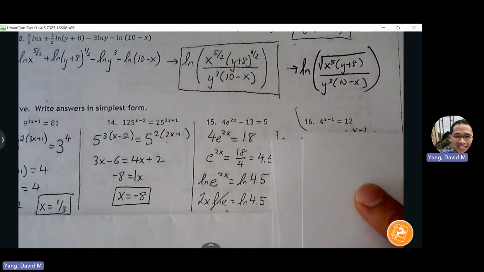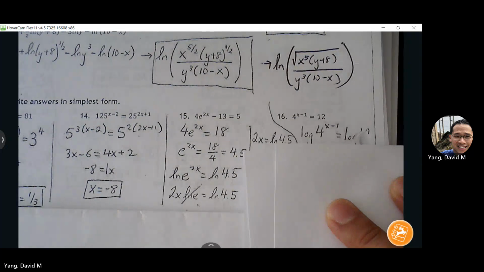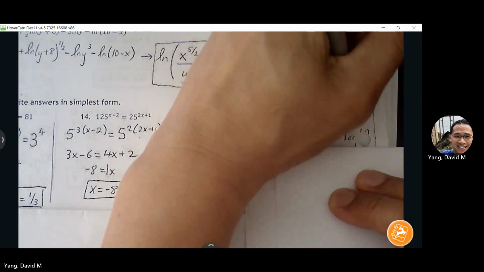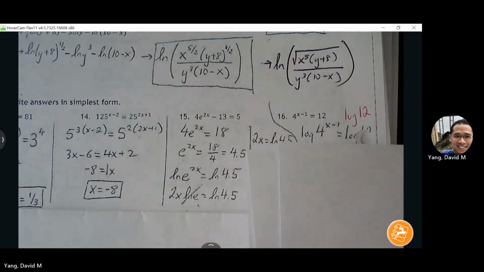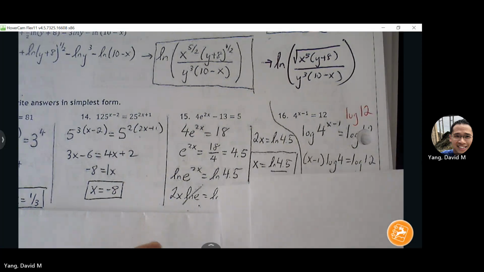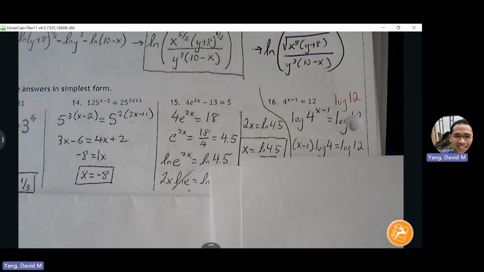Okay, so 16, we've got to take the log of both sides. So log of 4 to the x minus 1 equals log of 12. Once you are inside a log expression, your exponent is free to move. You can move that exponent x minus 1 down in front. Make sure you protect it with a set of parentheses. Then you can divide both sides by log 4, get that decimal value, and solve for x.